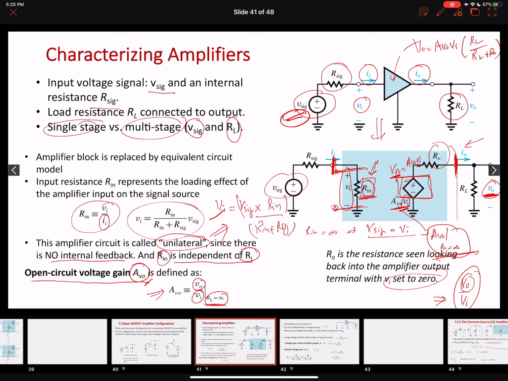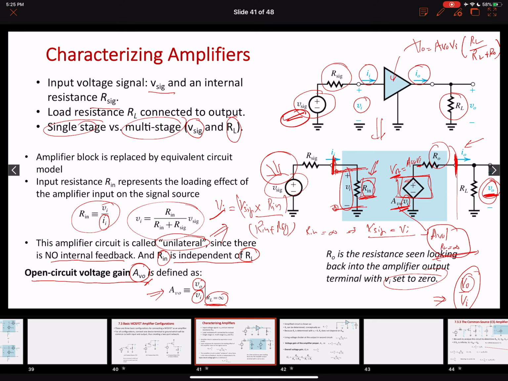We are going to define another voltage gain which we will call the overall voltage gain. That has to do with the output voltage divided by the input voltage, the signal that we actually wanted to amplify, the input signal applied to the amplifier circuit.